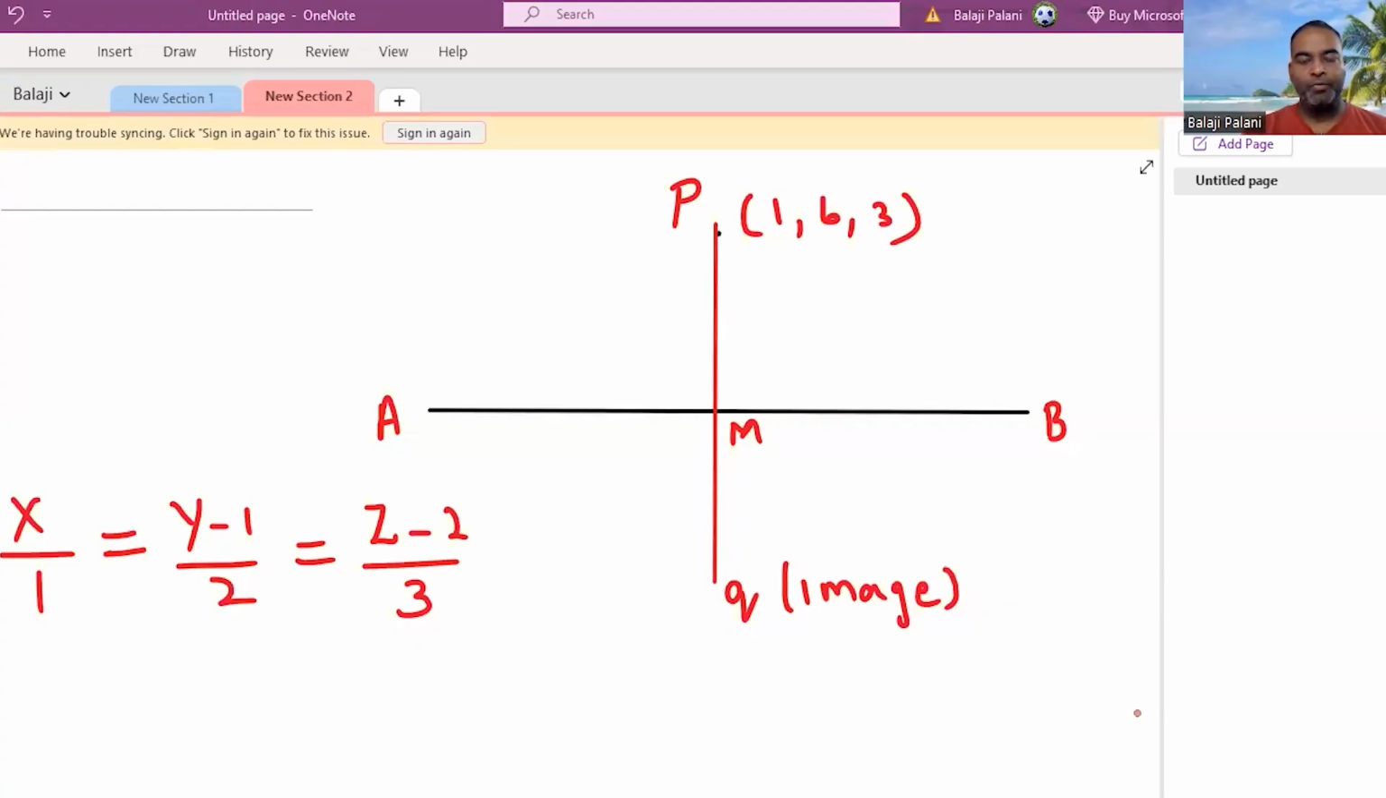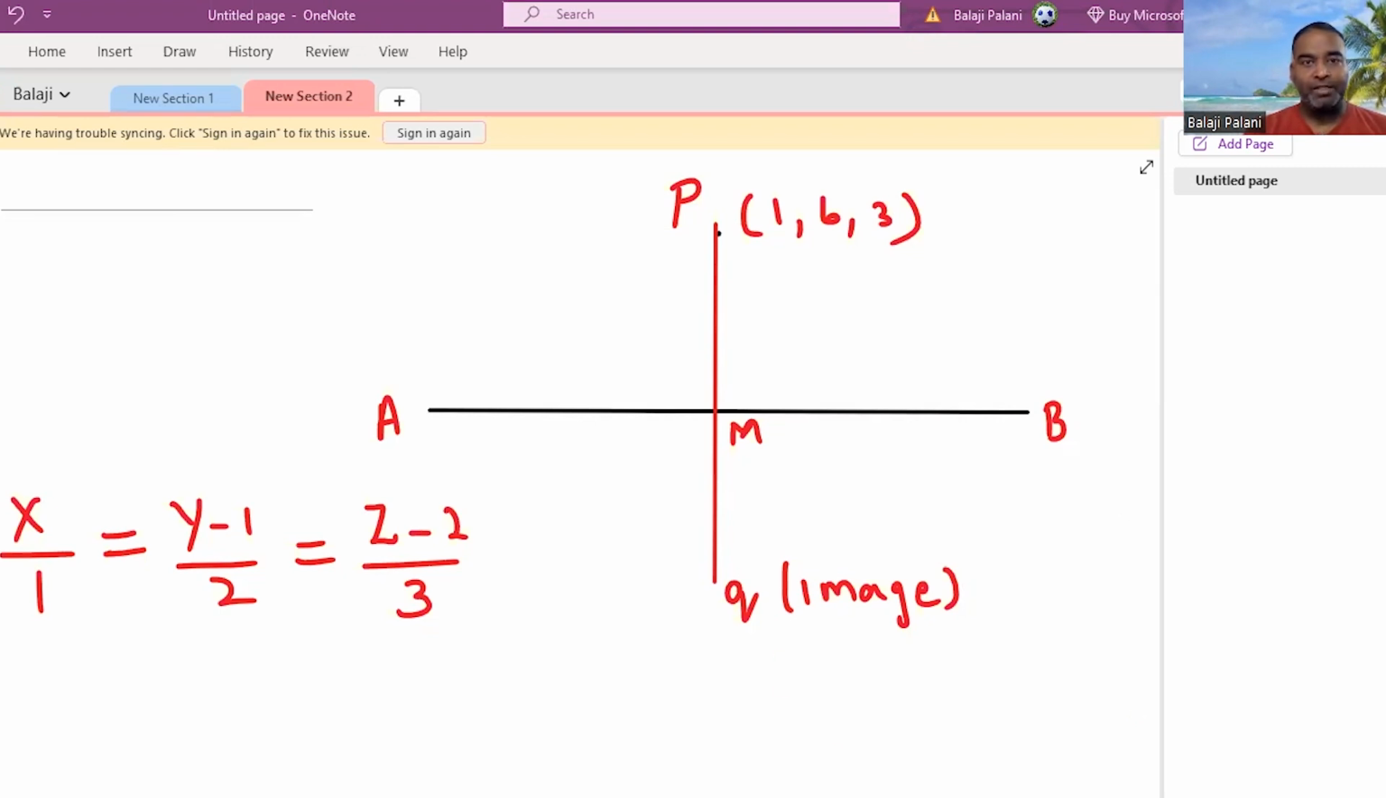This is the point P (1, 6, 3), and the line AB whose equation is given. We are going to find the image of the point P, which I have marked as Q. And M is the midpoint, the point through which the line PQ crosses AB.